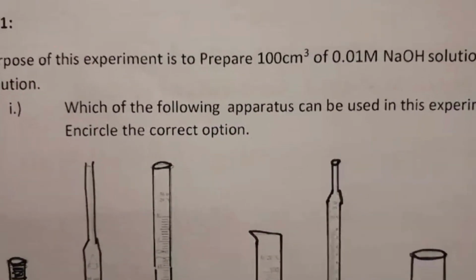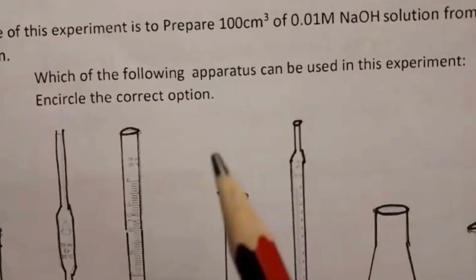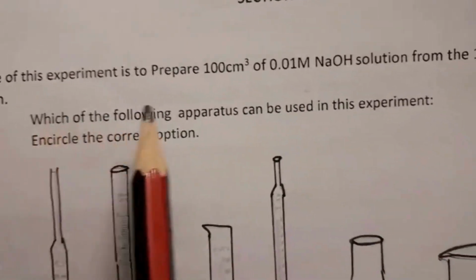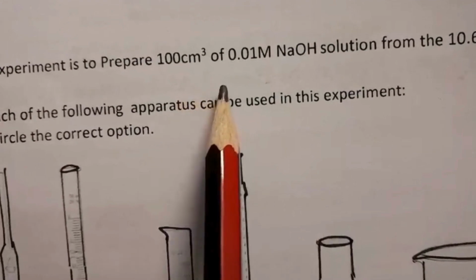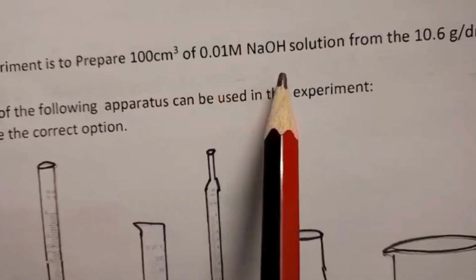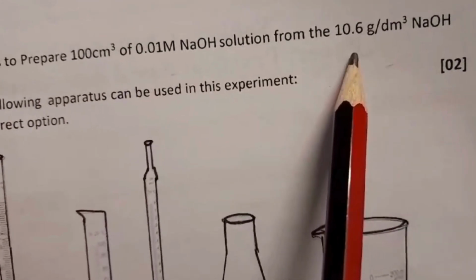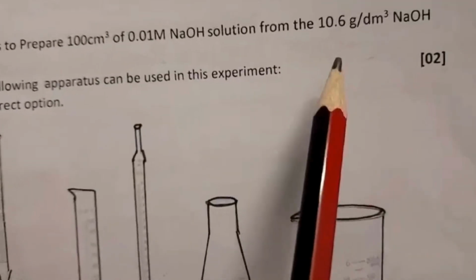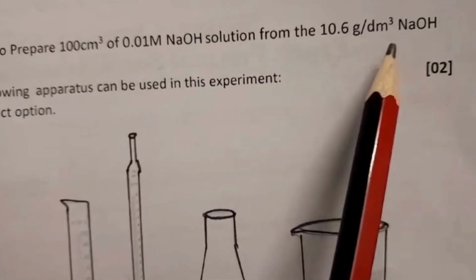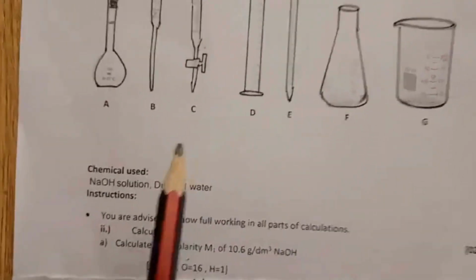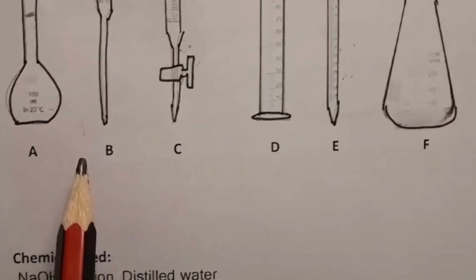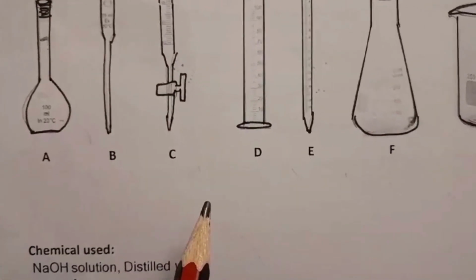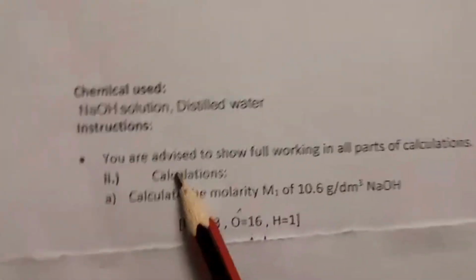Question 1 is, which of the following apparatus can be used in this experiment to prepare the 100 cm³ of 0.01 M NaOH solution from the 10.6 grams per dm³ NaOH solution. So we are given the grams of NaOH per dm³, and this is the list of the glassware we will be using in this experiment for the dilution of the solution.